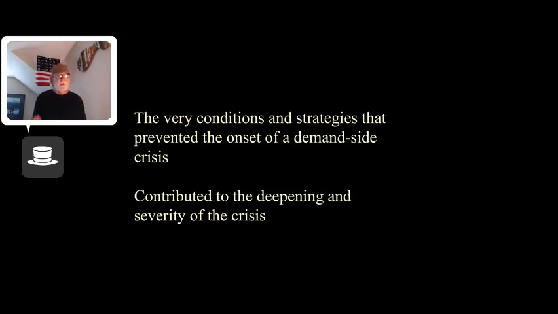So interestingly, the very conditions and strategies that prevented the onset of a demand-side crisis, think about this, the very conditions and strategies that prevented the onset of a demand-side crisis, primarily debt and taking on debt, when the day of reckoning finally came, the crisis was deeper and more severe than it would have been otherwise.